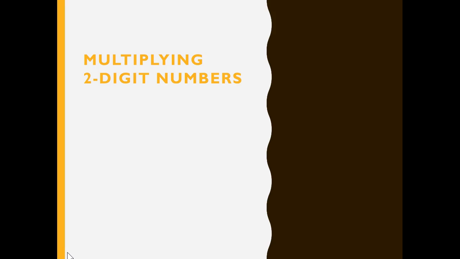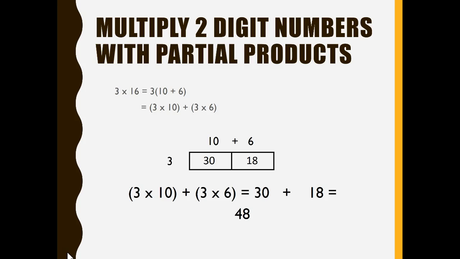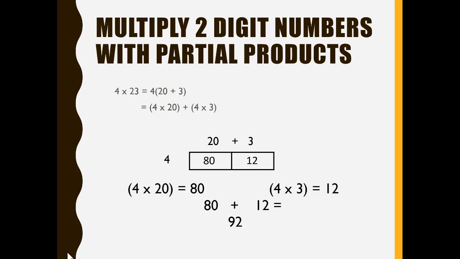The next concept you're going to be teaching, once the kids have a really good foundation with multiplication, is now they're going to be multiplying 2-digit numbers. One way to start that is again using partial products. Notice that you use the distributive property with this as you multiply. You can break apart 3 times 16 to be 3 times 10 plus 6, having 3 times 10 and 3 times 6. Here's another example with 4 times 23.